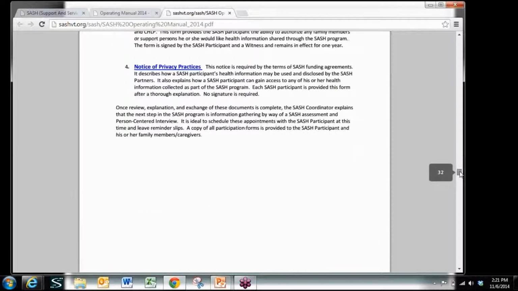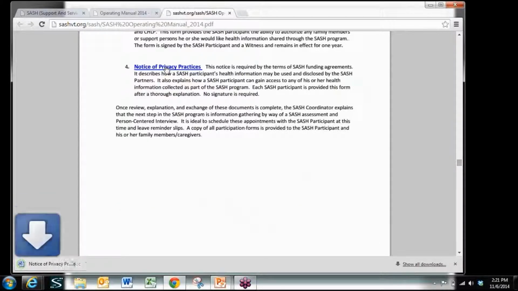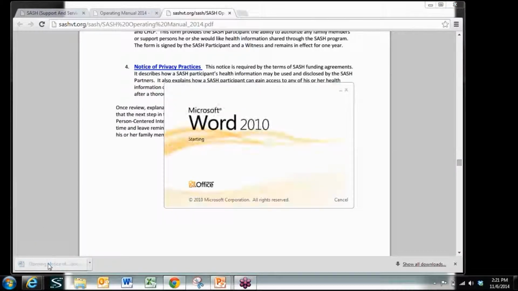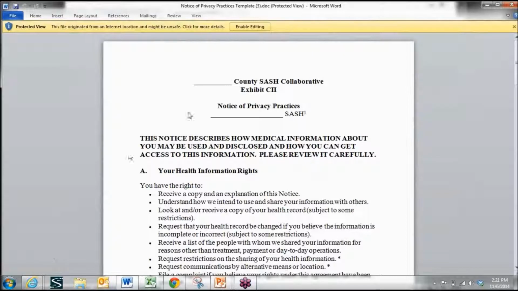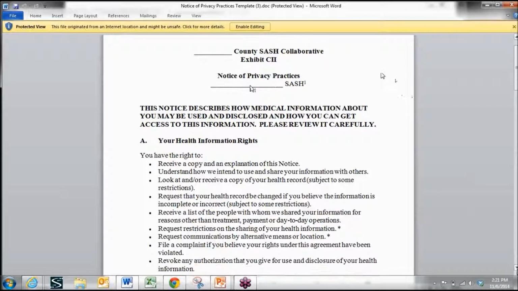Oops, I went too far. Okay, so it's the 4th one listed here, Notice of Privacy Practices. This does not need a signature, but you should walk through it with your participants. Again, you want to fill in the blank. This one has the county, so whatever county you're in, put that in here, and then again, put the name of your panel here. And yeah, it looks very similar.